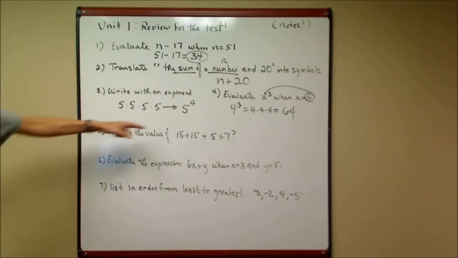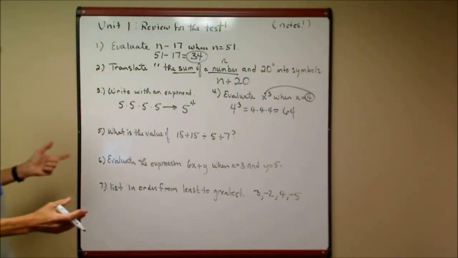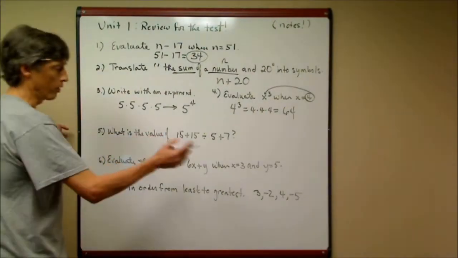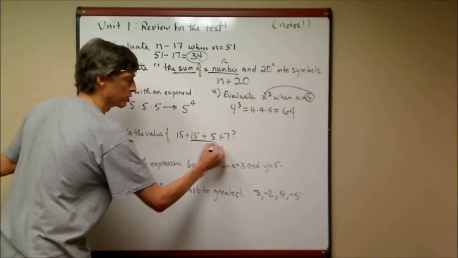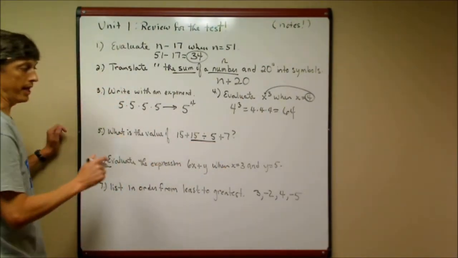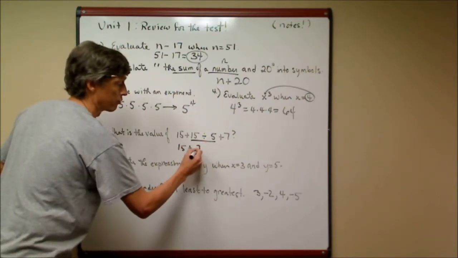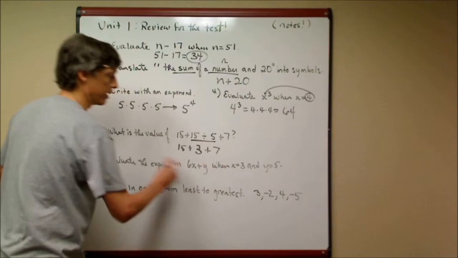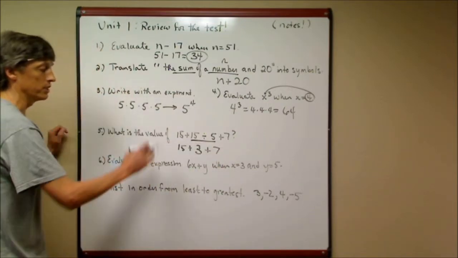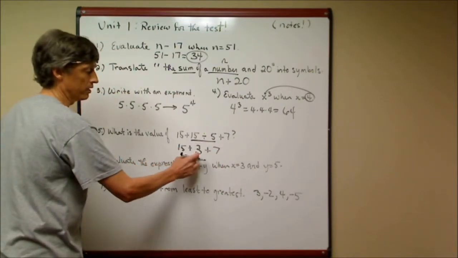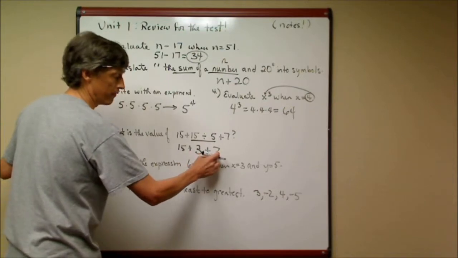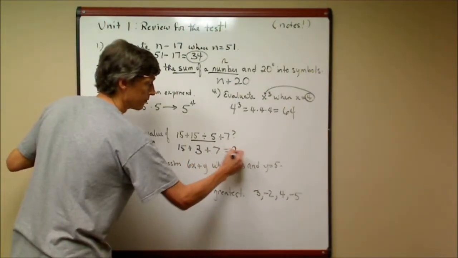What is the value of this expression? Now, this is where your order of operations comes into play. Now, there are no parentheses, there are no exponents, but I'm certainly going to divide before I do any adding. So this is 15 plus, 15 divided by 5 is 3 plus 7. And now I can add, because they're both addition signs here, I can add from left to right. 15 and 3 is 18, 18 and 7 is 25.